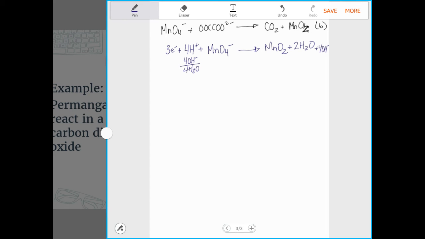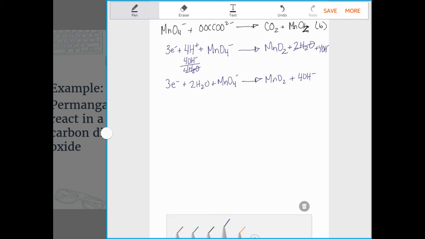So when I write this all out, I get 3 electrons plus 2 waters, because I have 2 waters on the other side that will cancel out, plus my permanganate ions, giving me this half reaction that I've pulled out.